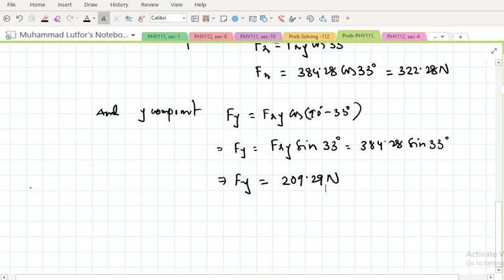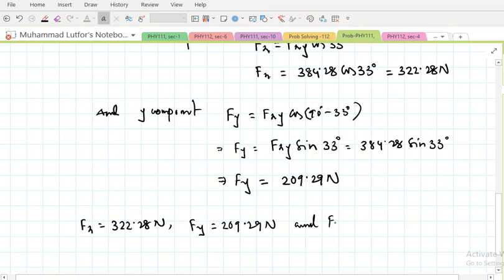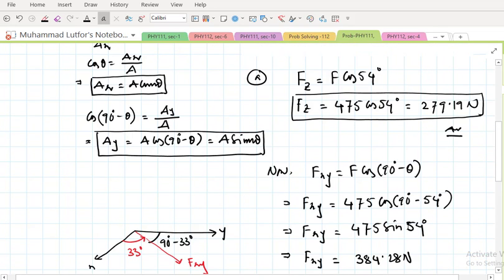So that means we can write that the F x component is 322.28 Newton, the F y component is 209.2 Newton, and the F z component is 279.19 Newton. This will be the answer to this question. Okay, thank you very much.